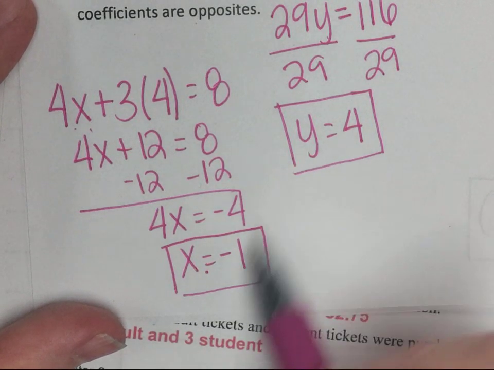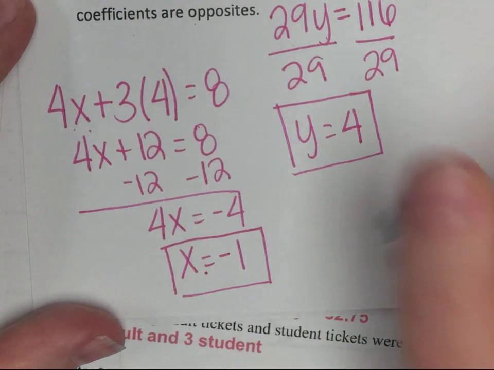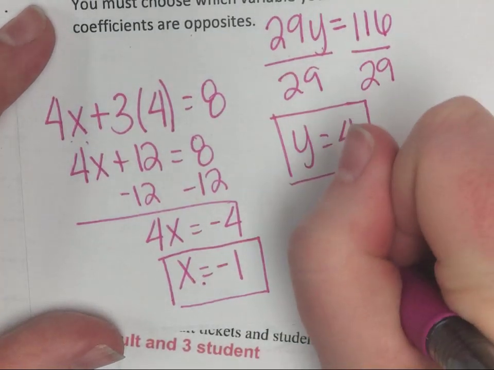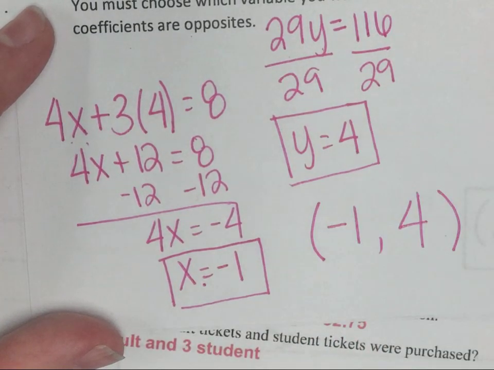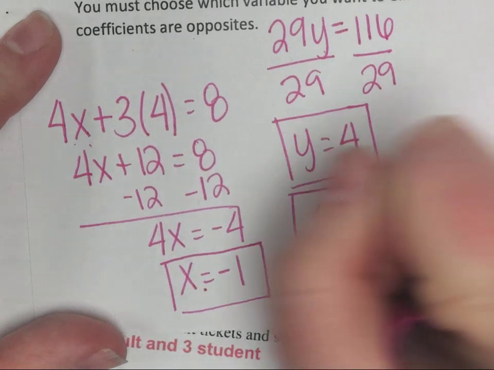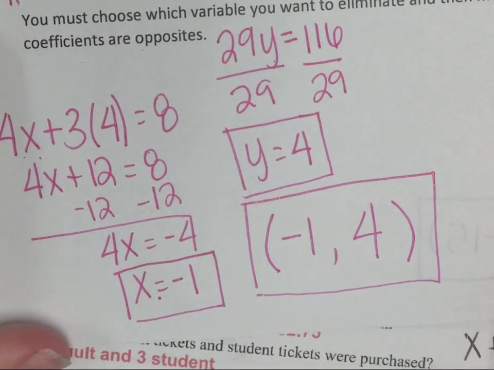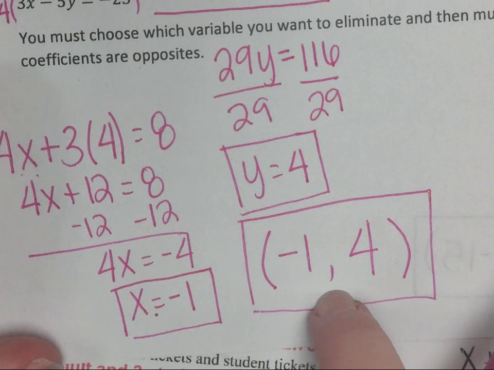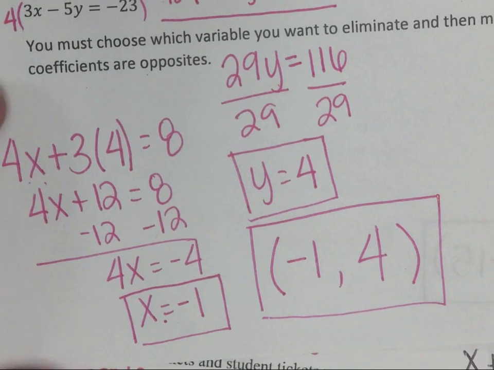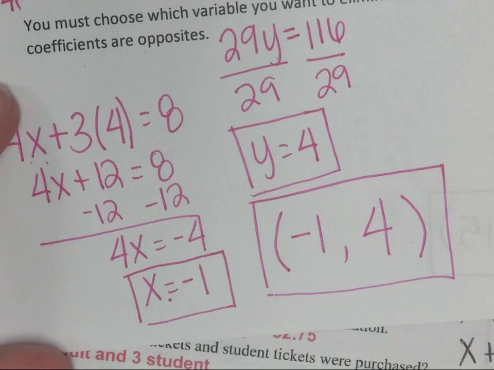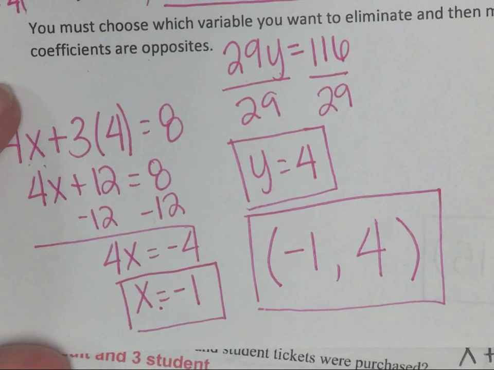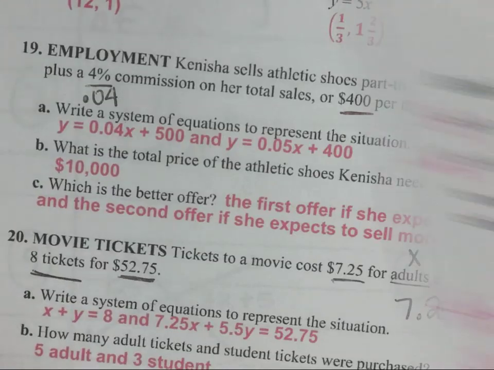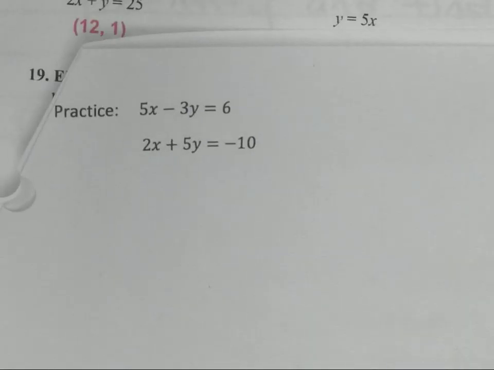And then what form do I need to put this in? A coordinate. And what always comes first in a coordinate? X. -1 comes first. 4 comes second. So this is our solution. And if we graphed these lines, they would cross at this point. Okay, that's their common solution, their common point. Okay? Any questions on example 3? Okay. So let's go ahead and look at our practice problem.